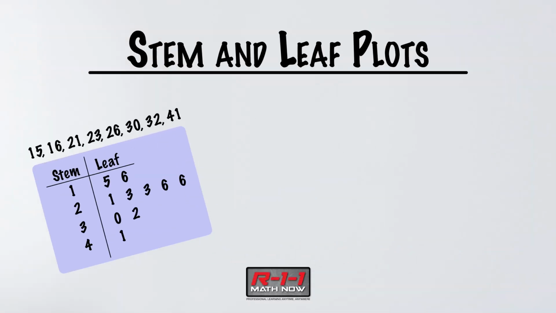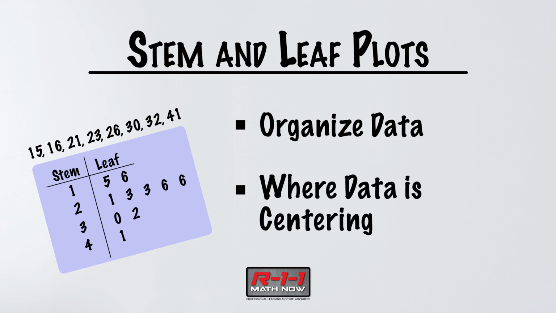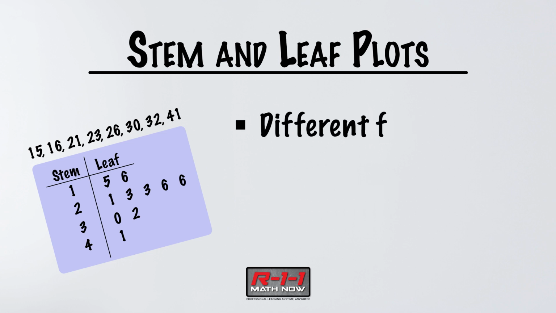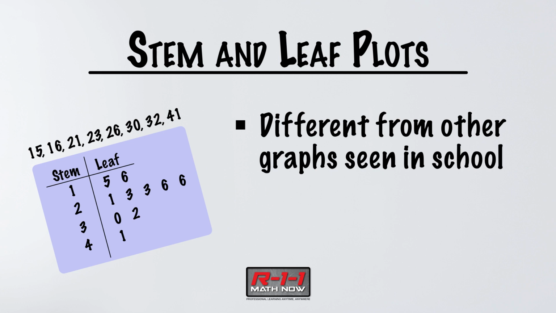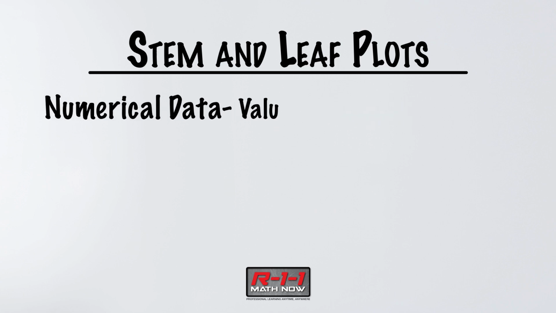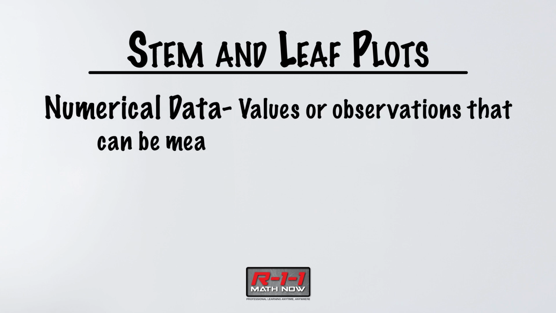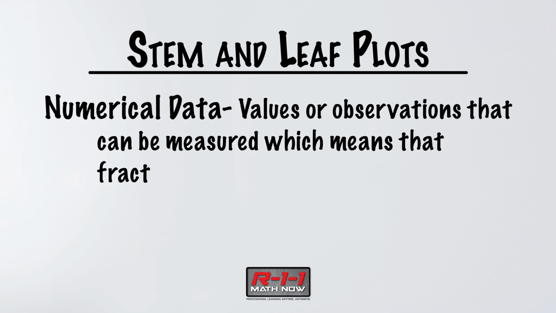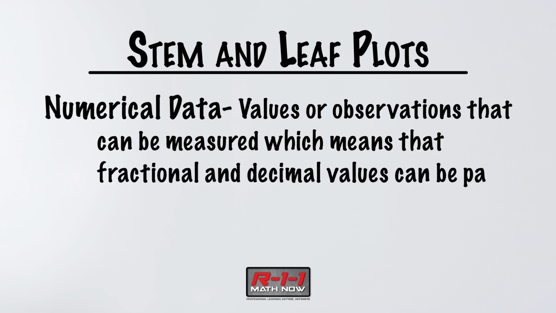Stem and leaf plots are used to organize data to help students see where the data is centering. Stem and leaf plots are different from other graphs that students have seen in elementary school because they are only used to show numerical data. Numerical data is described as values or observations that can be measured, which means that fractional and decimal values can be part of the data set. Let's look at an example.